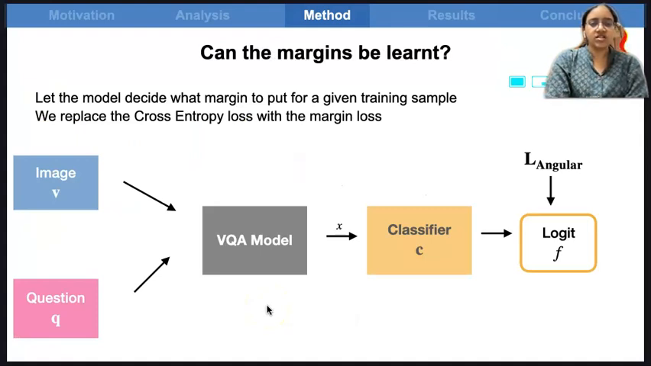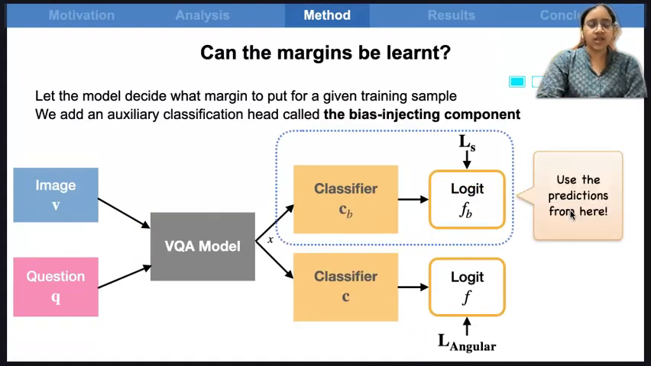The obtained margins are approximated from the training data as an average. They can be used to train the model as shown here. We feel that it still lacks some per sample information. To add this per sample information, we add a new classifier CB, as shown here, which generates the logits FB and is trained by the cross entropy loss.